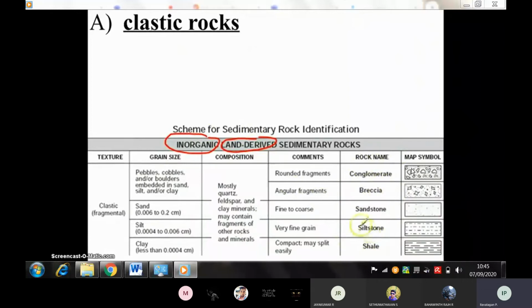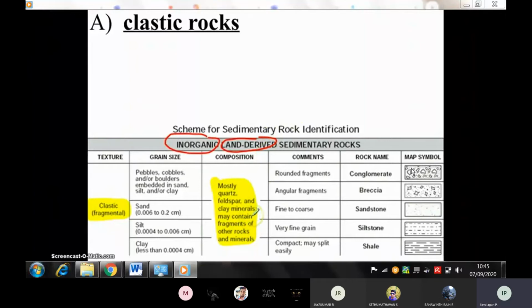and were never alive. You'll notice that in the texture column, all of these rocks are described as being clastic or fragmental. The word clast means pieces or fragments. These rocks are all made of pieces or fragments of other rocks. You'll notice the composition is the same for all of them. They're made mostly of quartz and feldspar. They have some clay in them, and they may contain fragments of other rocks or minerals.